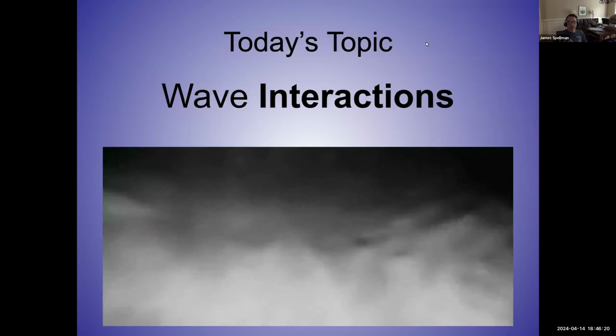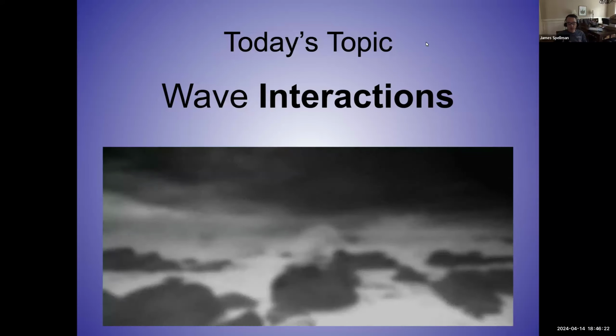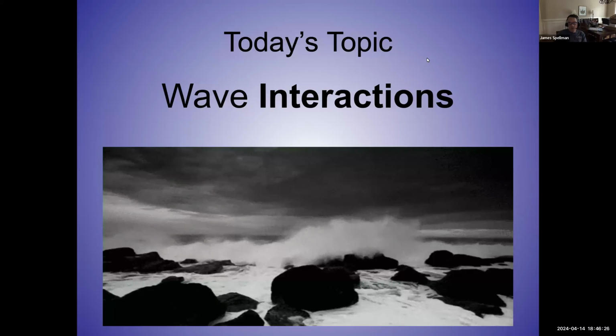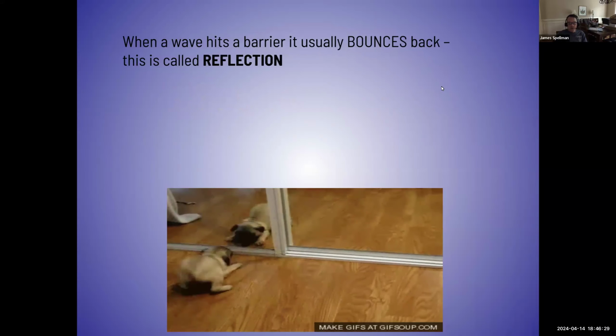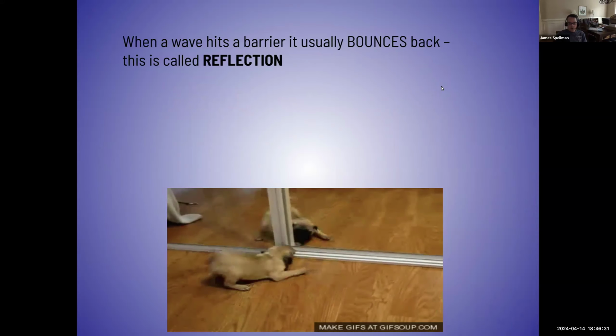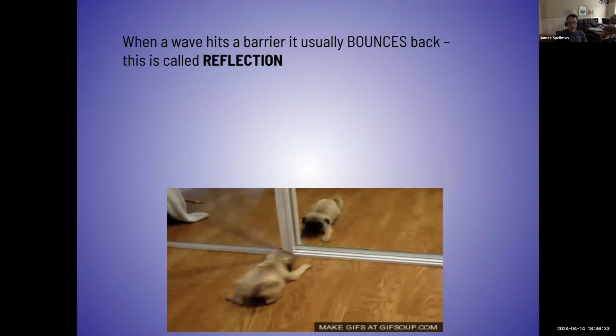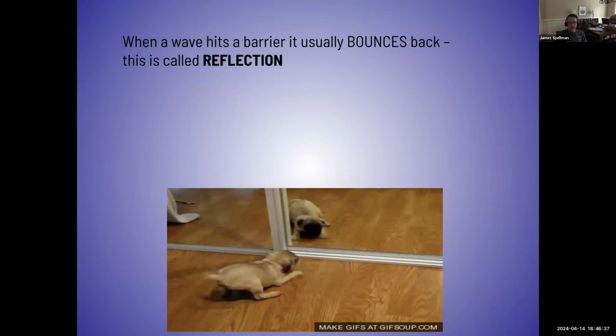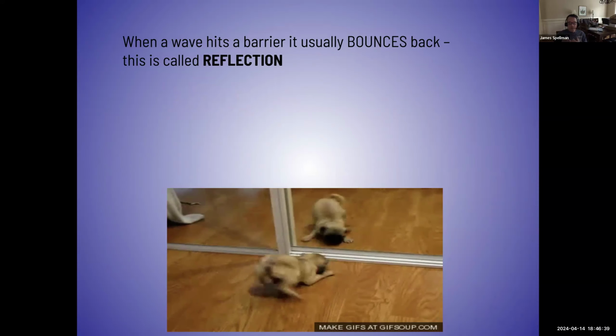So today is largely just about recognizing 4 vocabulary words and situations in which they happen, and hopefully understand why and when they happen. So the simplest one is our first one, which is reflection. We have a cute little doggy here seeing his reflection. But by definition, this is just simply when the wave hits a barrier and it bounces back.